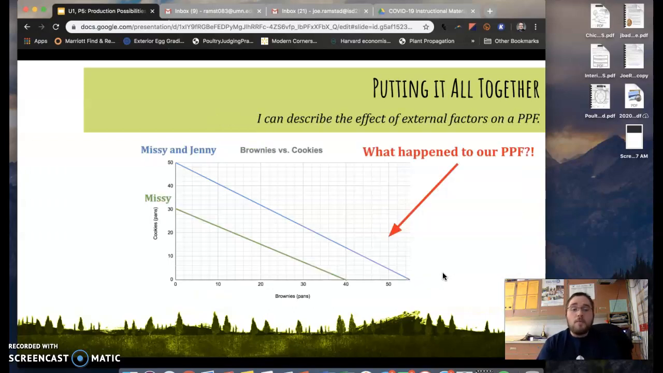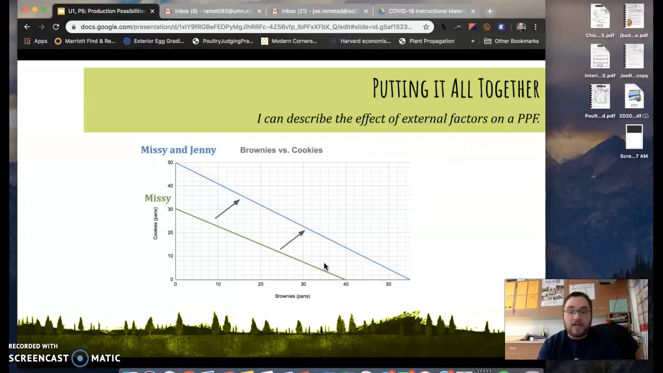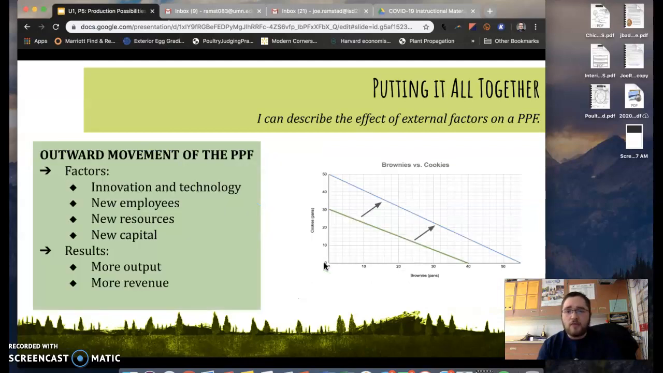Okay, so if we plot both of these PPFs right next to each other, we notice that there's something different. So when Missy was working, the line is a little bit lower than it was when Jenny joined forces with her. Okay, our PPF then shifted outward, right? It shifted outward. We are able to produce more now. Okay. PPF graphs can shift depending on the resources or capital available, which we'll talk about next. Okay, so again, we saw that our line advanced outward.